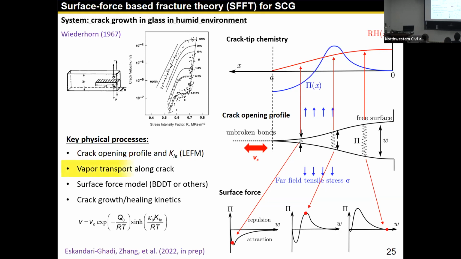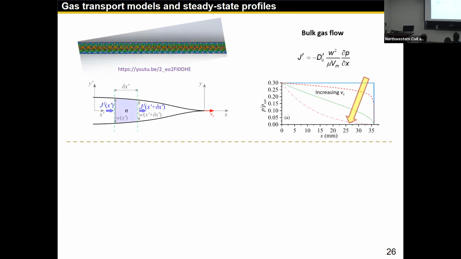Among all these components, the part with relatively bigger uncertainty is the vapor transportation. So we consider two modes of transportation along the crack. One is the bulk gas flow, basically viscous flow, and we consider mass balance of fluid in a varying size slit. Then we plug in the bulk gas flow equation, the cubic law, and we can get the pressure, the humidity distribution along the crack. You can see as velocity of the crack is higher, the tip region has lower concentration of water vapor.